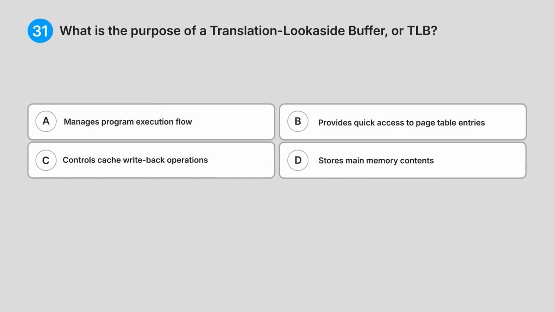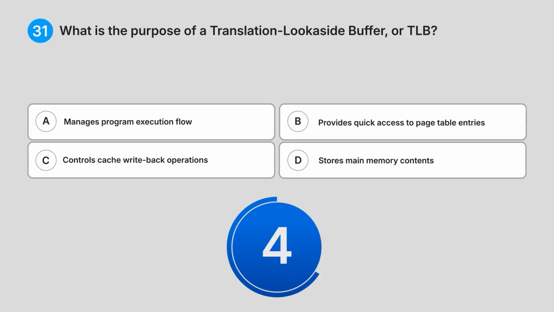What is the purpose of a translation look-aside buffer, or TLB? A. Manages program execution flow. B. Provides quick access to page table entries. C. Controls cache write-back operations. D. Stores main memory contents. Can you guess the answer?